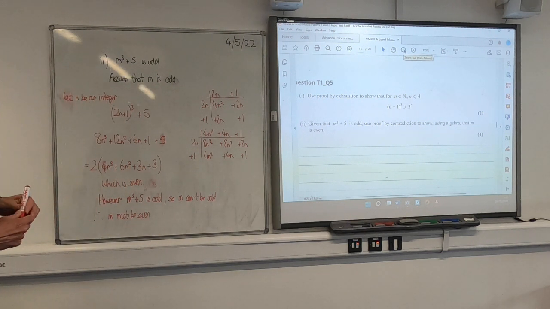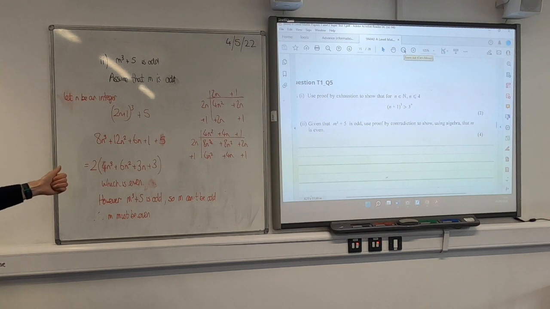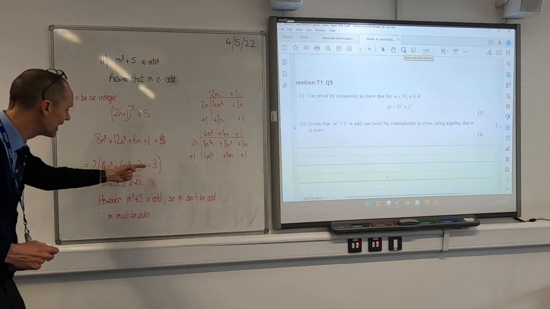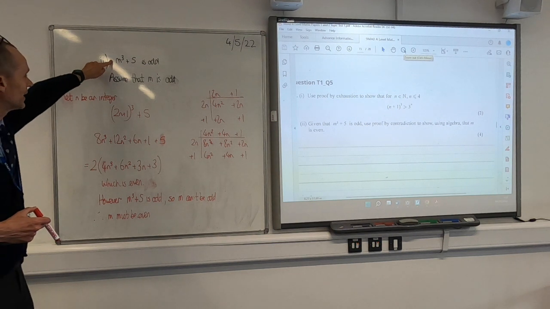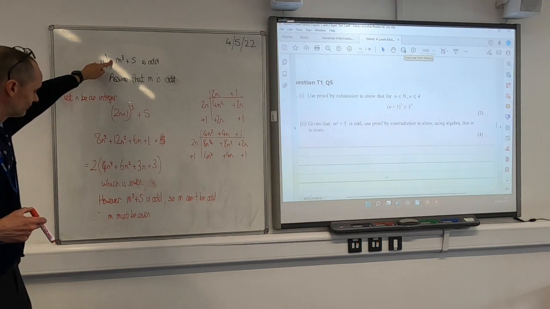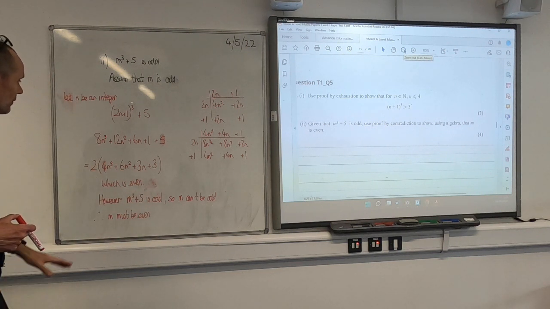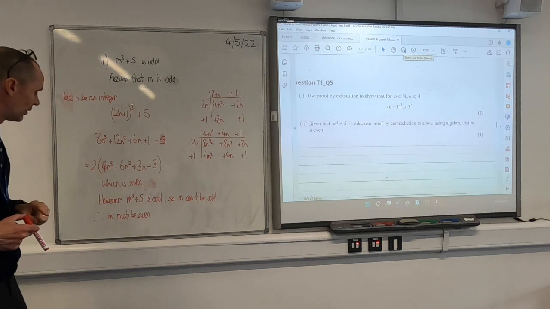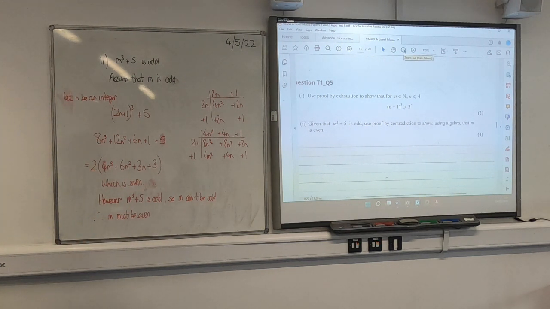So when I expand that, not forgetting to add the 5, I get 8n cubed plus 12n squared plus 6n plus 6, which is an even number. But we're told that actually that's odd. However, n cubed plus 5 is odd. So it hasn't worked. Therefore, m can't be odd, and if it's not odd, it must be even.